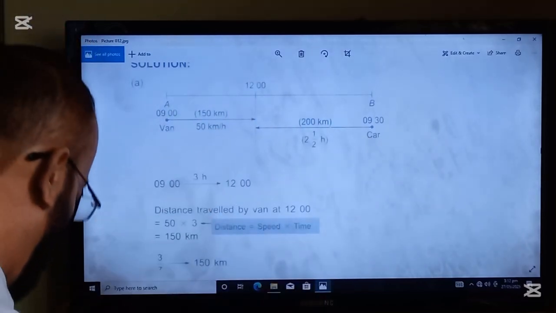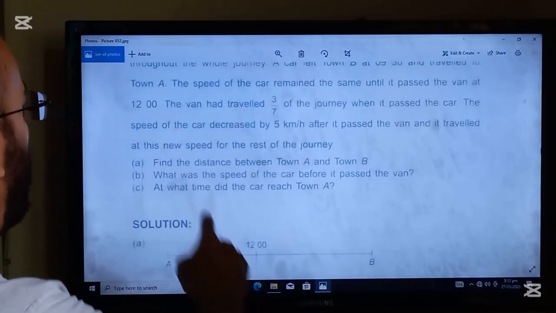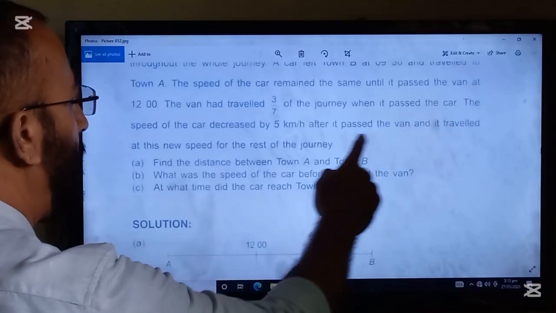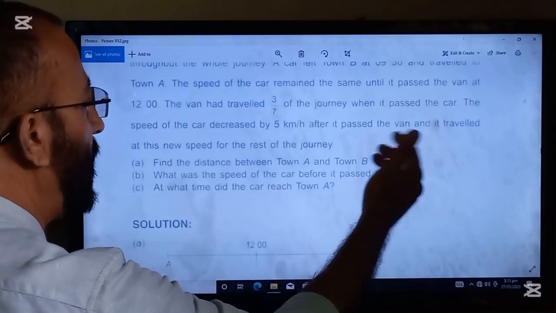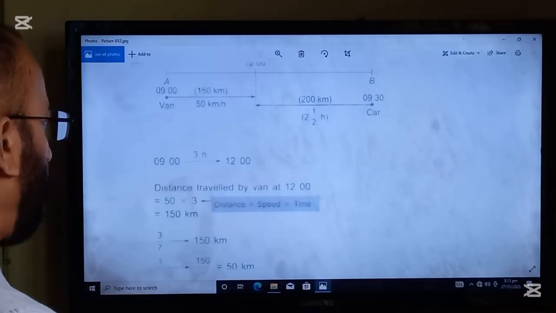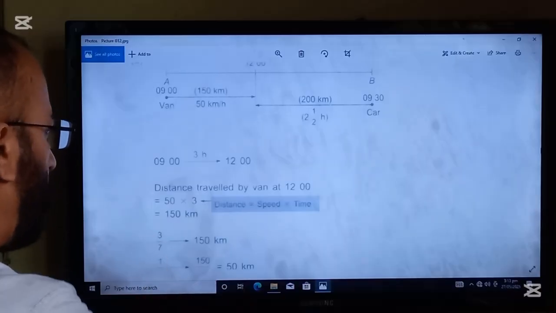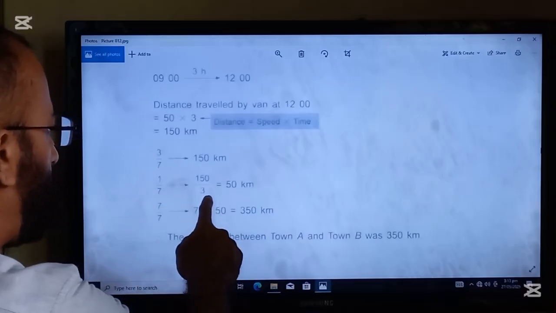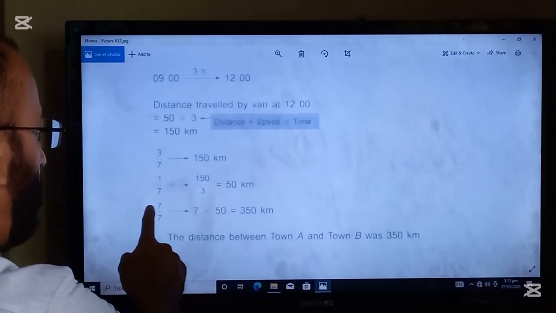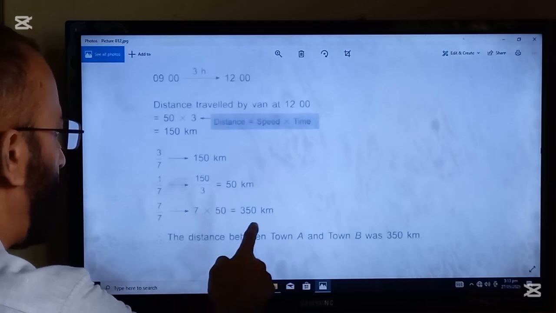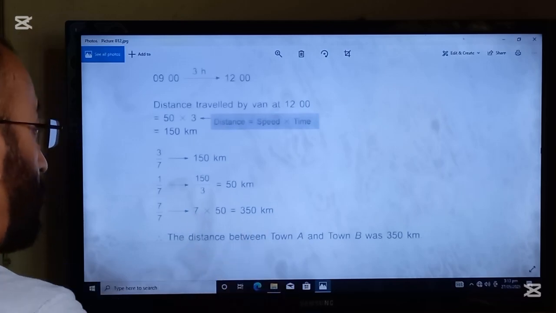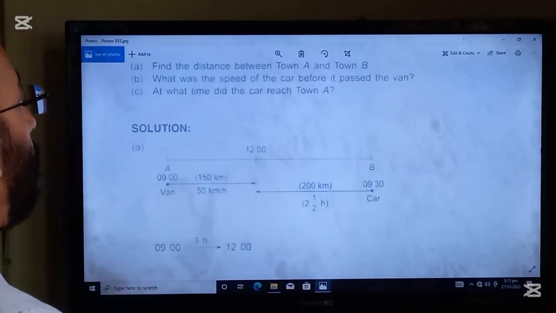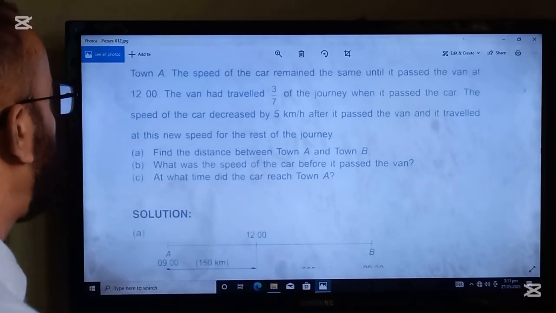The van had traveled 3/7 of the journey when it passed the car. So it means 3/7 of the journey will be equal to 150 km. This 3 from the numerator will go to the denominator on the right side. And in the next step, multiply 7 on both sides. After cancellation, you will get an answer of 350 km. So it means the distance between town A and town B was 350 km. So part A is done.